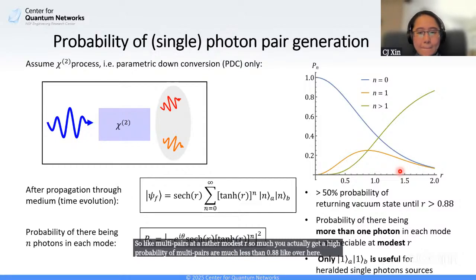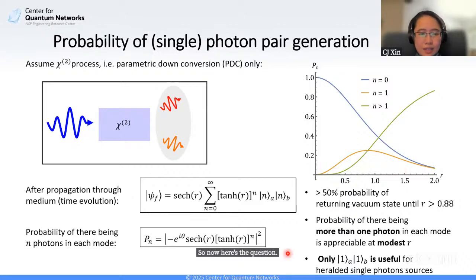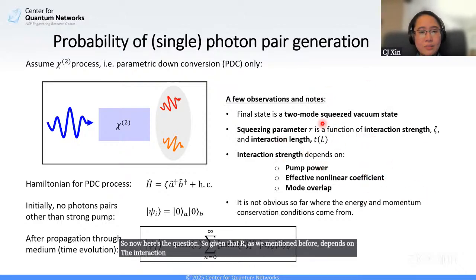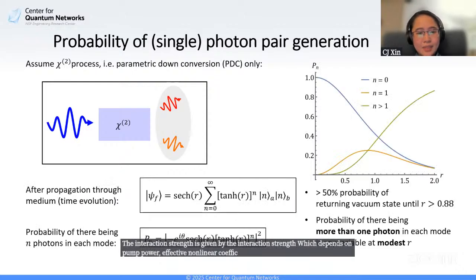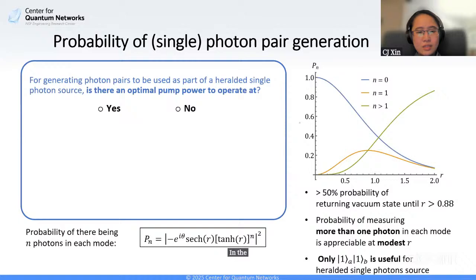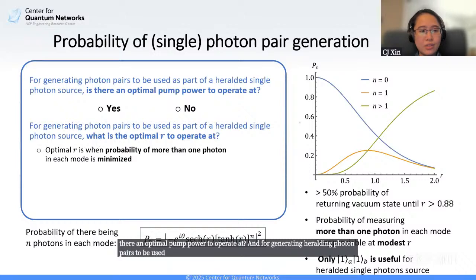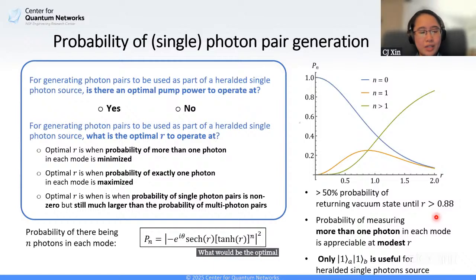So now here's the question. Given that R, as we mentioned before, is given by the interaction strength, which depends on pump power, effective nonlinear coefficient, and mode overlap of the optical fields in the waveguide or in the material, is there an optimal pump power to operate at? And for generating heralding photon pairs to be used as part of a heralded single photon source, what would be the optimal R to operate at?